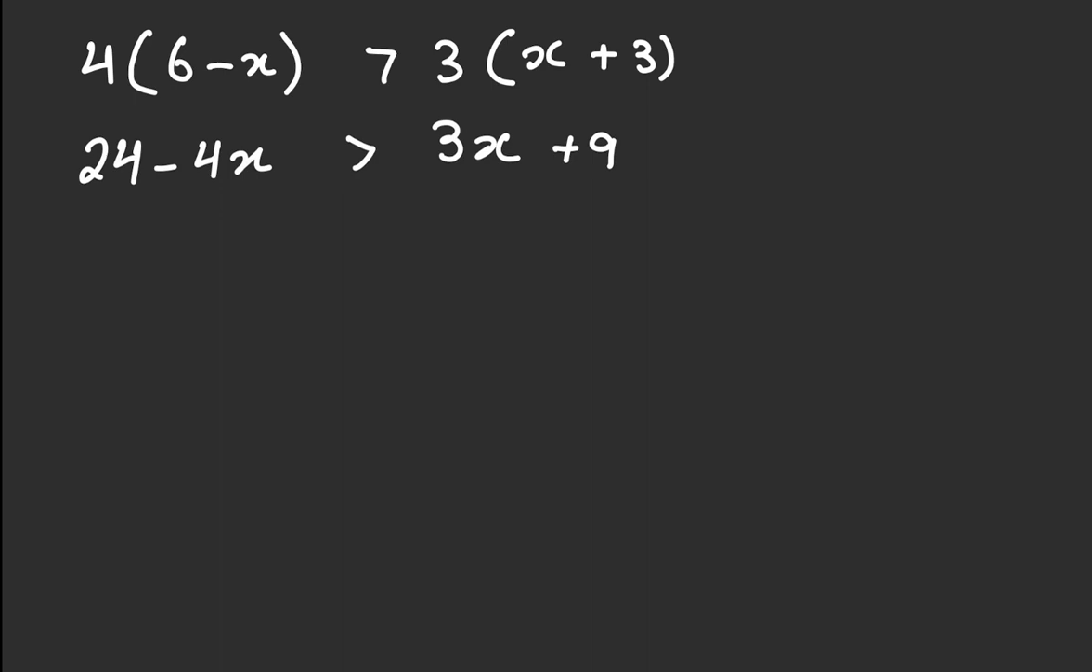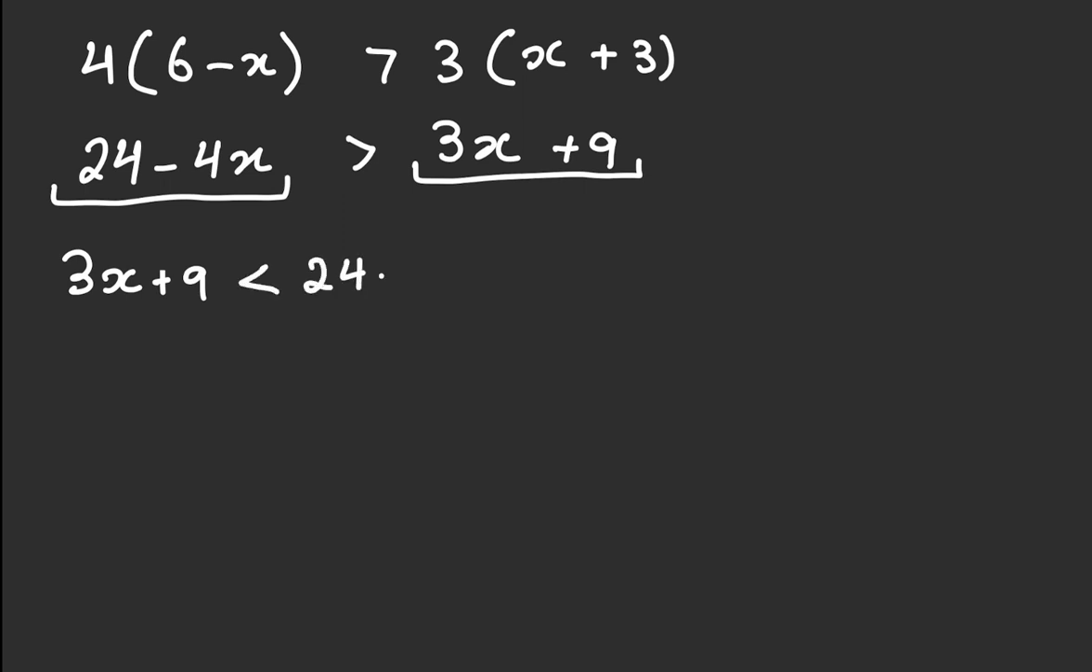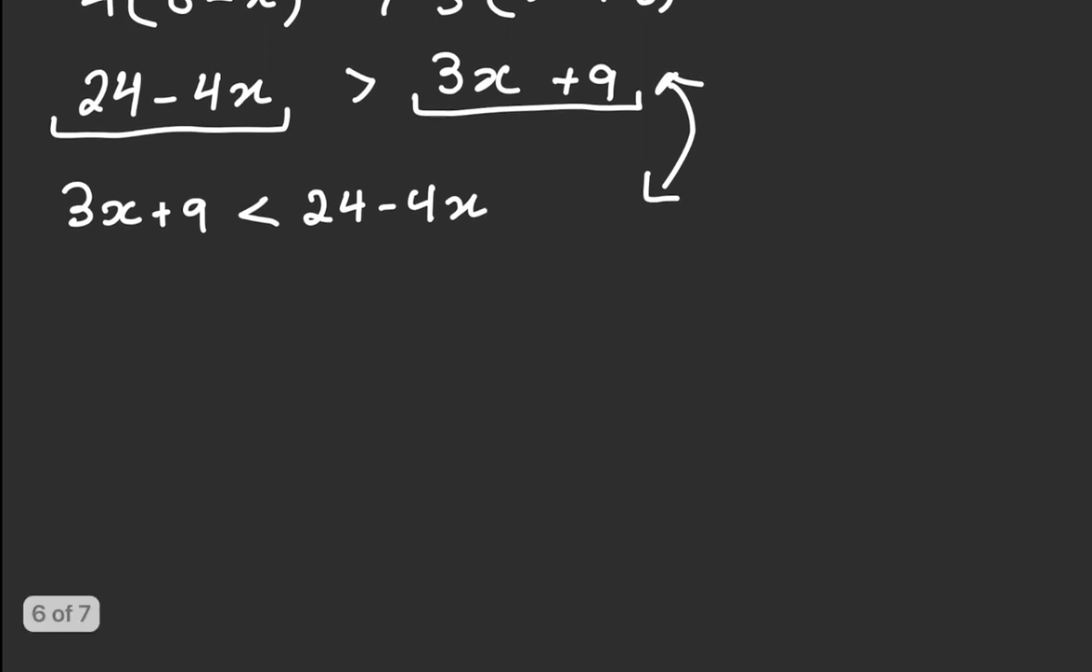So we're going to open up the brackets and then we have this. Now what do we do here now? It's better to keep this on the right hand side and keep this on the left hand side. So let's put that in. So we would see 3x plus 9 is less than 24 minus 4x. Don't worry, this is just the same thing, just a different position.